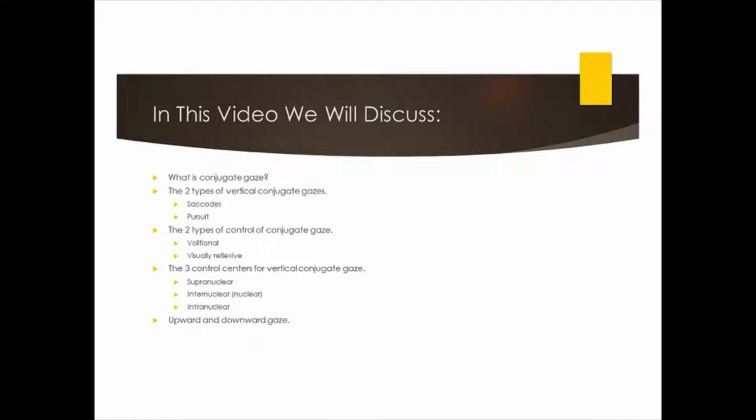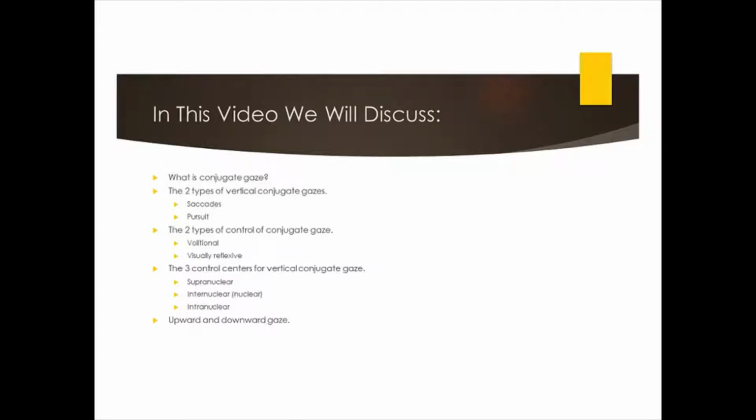First off, we wanted to simply answer what is a conjugate gaze. We need to understand that before we really understand anything. I do want to talk about the different types of conjugate gaze. There are two, the saccades and the pursuits. We want to talk about the two types of control, volitional and visually reflexive. Then we're going to talk about the three control centers, the supranuclear, internuclear, and infranuclear control centers. And then we're going to look at how we actually cause an upward and a downward gaze by drawing out the neural pathway together.